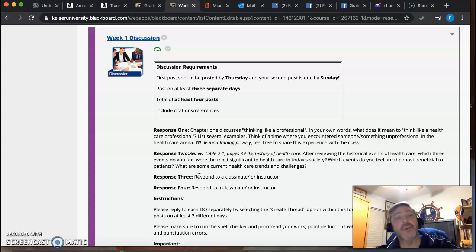If you would like to go above and beyond the required number of posts by posting 5 or more separate posts on 3 separate days, you can earn up to 25 points for the contribution to the discussion section.